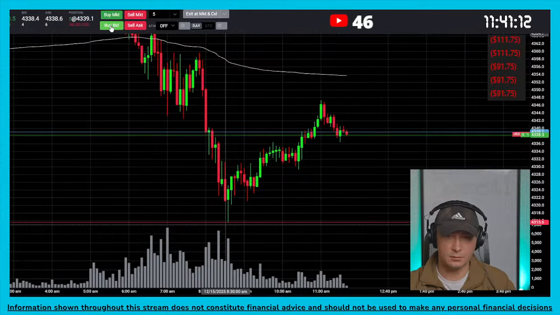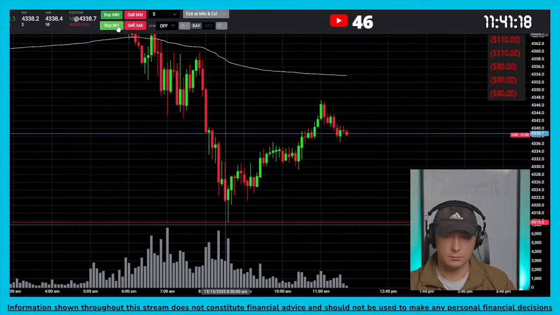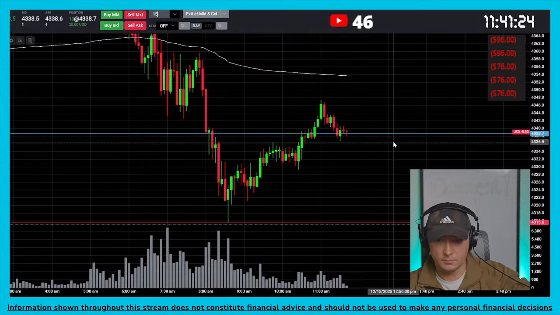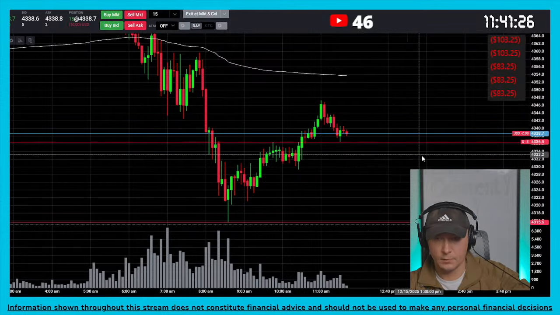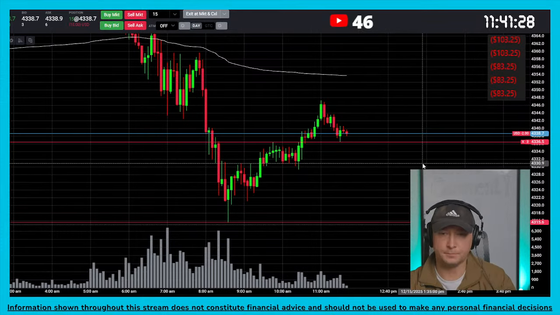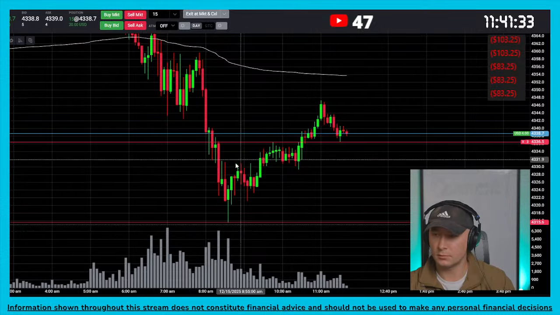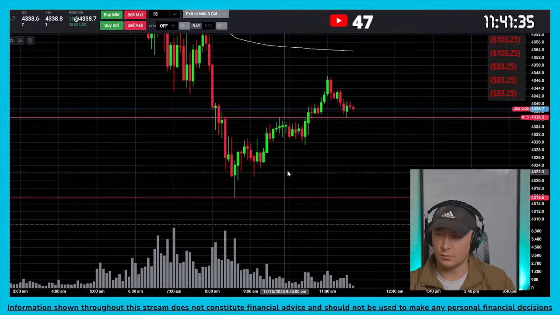Let's try 2 micros on gold. Order filled. Let's go 3 per account. And we'll set our stop down here. Order filled. Let that play out. Try to see if we can push it back up here. So far it's been holding higher lows.